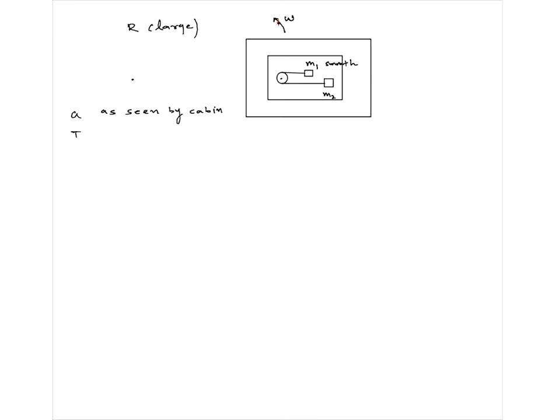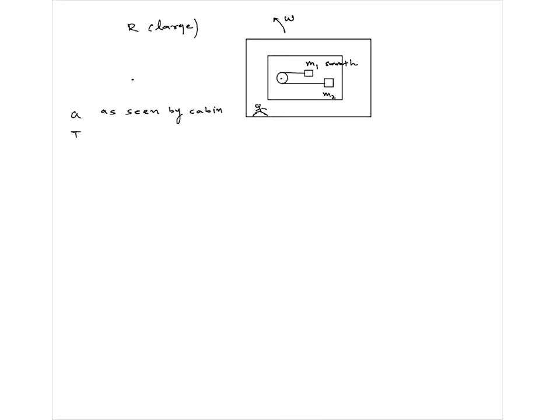Omega is the angular speed of the cabin. Find acceleration as seen by the cabin. It's a case of non-inertial observer. Find the tension in the string. Now your observer is inside the cabin here. Your observer is also accelerating, and therefore pseudo forces would be required.